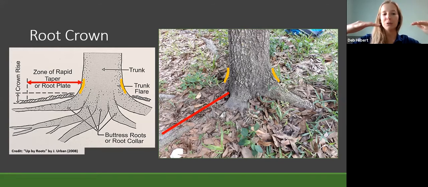And again, this area is usually elevated at surface level or maybe just below. So that's where a lot of the conflict is happening between sidewalks, streets, and trees. It's at this region where you have a lot of expansion of powerful roots and the trunk flare at ground level.